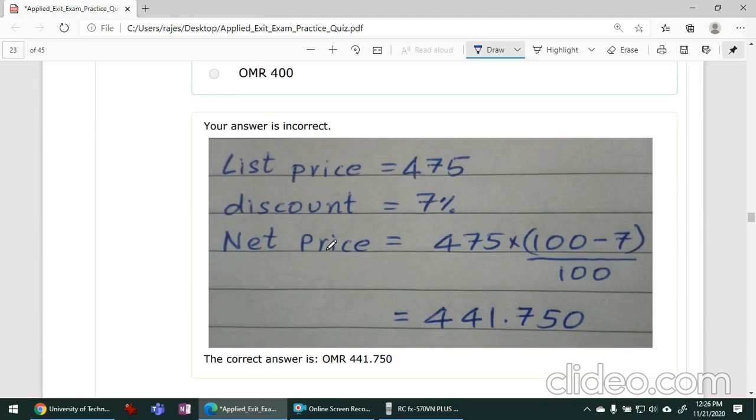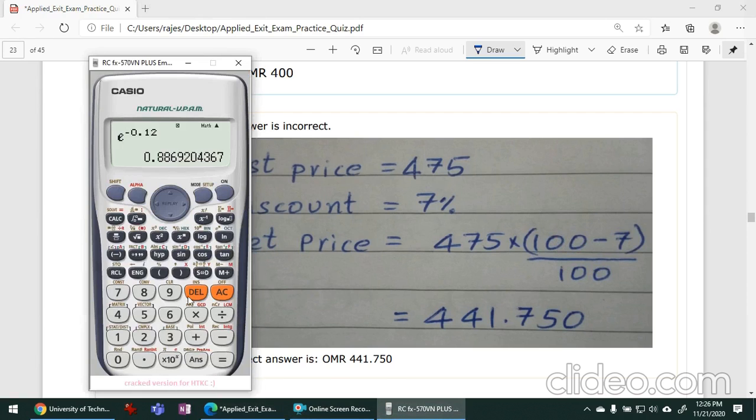So if you want to find the net price, this is the rule: 475 into (100 minus 7) by 100. 100 minus this number, 7. What is 100 minus 7? 93. 93 by 100. So how will you calculate? 475 into 100 minus 7 is 93, 93 divided by 100. If you press equals, you will get the answer, 441.750.